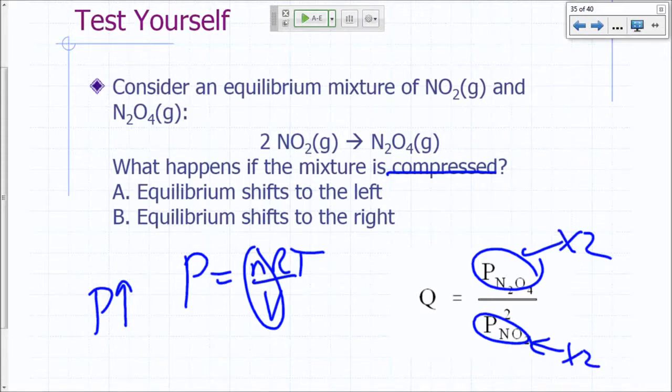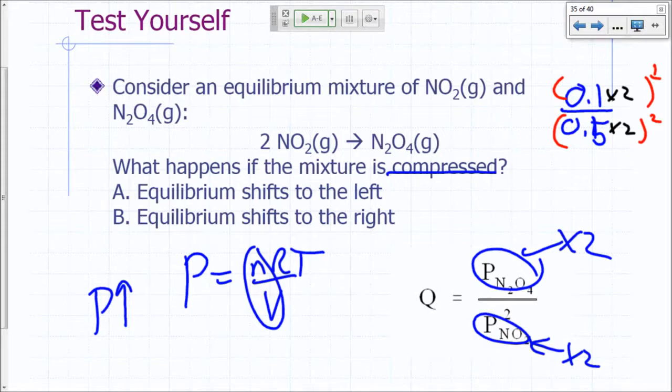So what happens to Q? Let's say this was 0.1 and that was 0.1, just for illustration. Let's say this is 0.5 for illustration purposes. Now, you remember this is raised to the power 1 and this is raised to the power 2, right? So now I multiply this by 2 and I multiply that by 2.